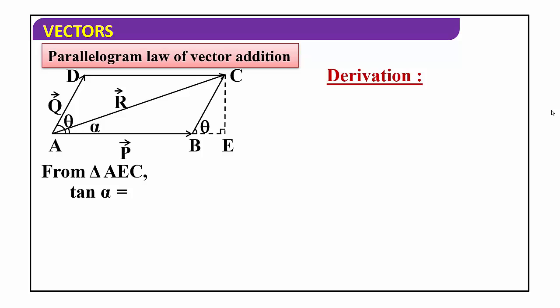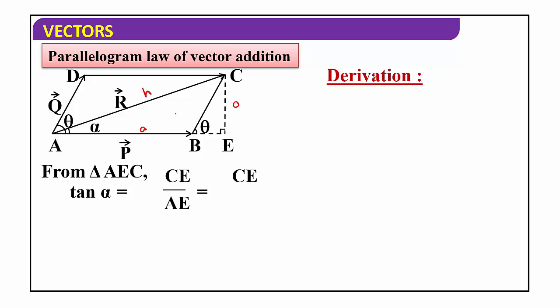So we can write here from the triangle AEC, the angle alpha is here, opposite side will be CE, adjacent side is AE and AC is hypotenuse. So from the triangle AEC, I am going to write the value of tan alpha. So tan alpha is equal to opposite side divided by adjacent side. Opposite side is CE and adjacent side is AE. So we can write tan alpha equal to CE divided by AE.